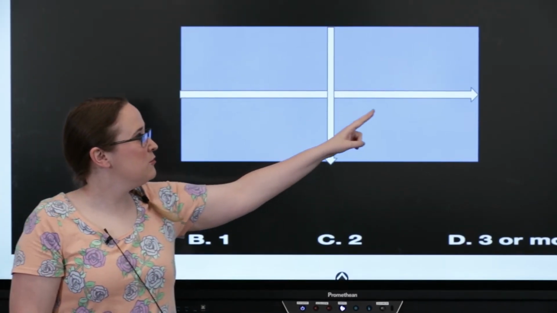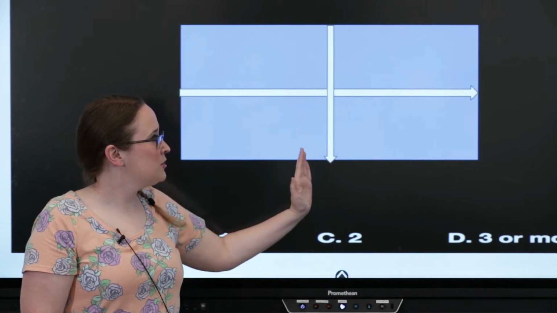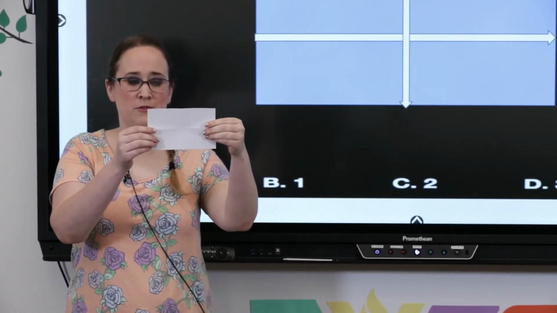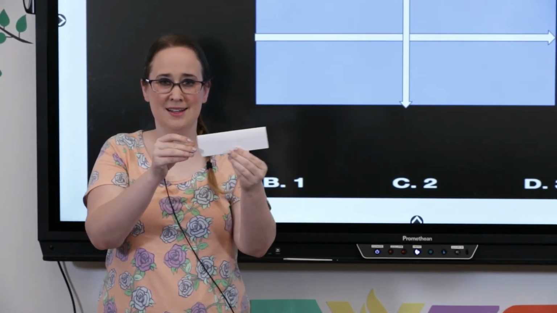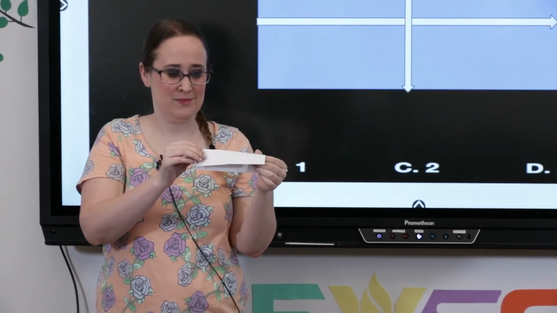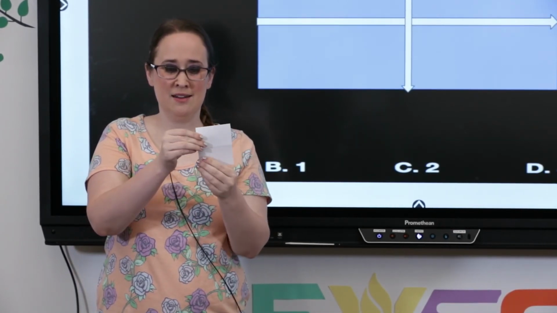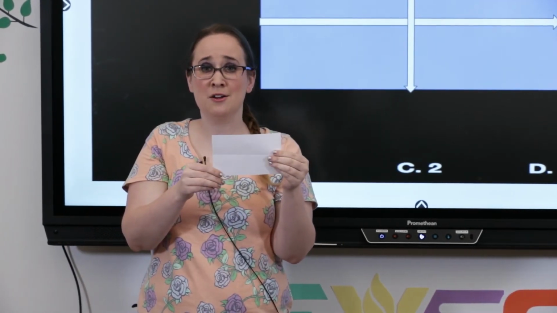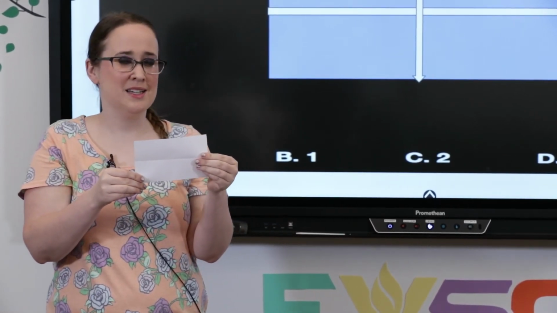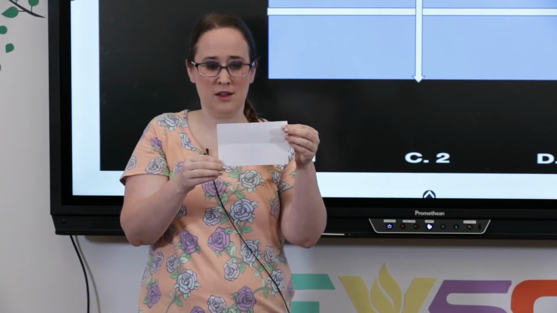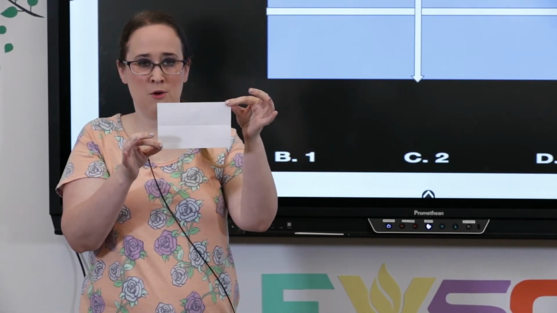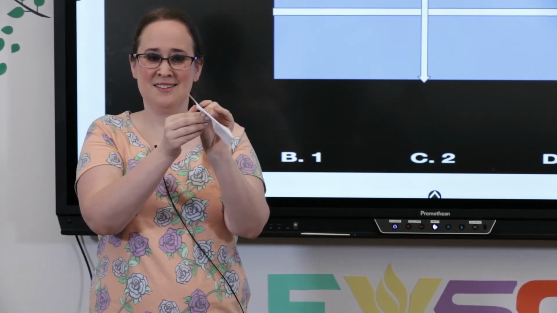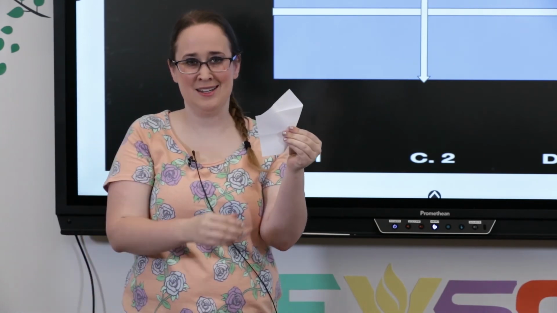You can make a horizontal fold and a vertical fold. There are two lines of symmetry in a rectangle. Like right here, I could fold it horizontally and it matches up. I can fold it vertically and again, matches up. A lot of people think that you can do diagonal as well on a rectangle. But since not all sides are equal, it's not quite gonna work. So I'm gonna show you. I'm gonna take these two corners here and match them up. And that does not show a line of symmetry. It is not symmetrical.